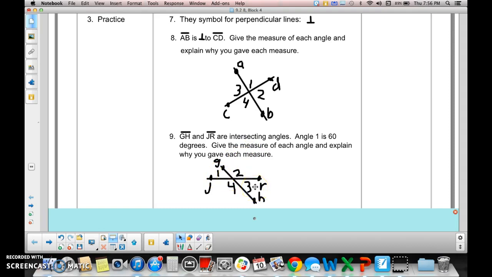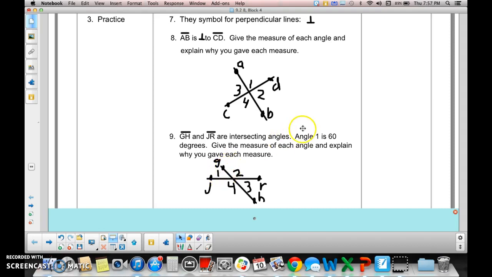Now would be a great time to pause and see if you can do this. So hit pause and tell me what the measure of angle 3, 2, and 4 are, and tell me why they are what they are. Come back and listen to the rest of the video. So here is the answer. If you haven't paused, pause. If you have paused, here you go.